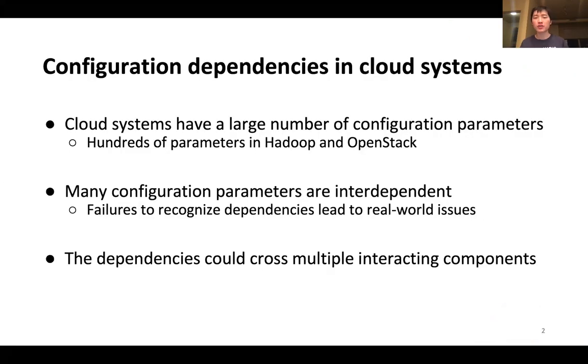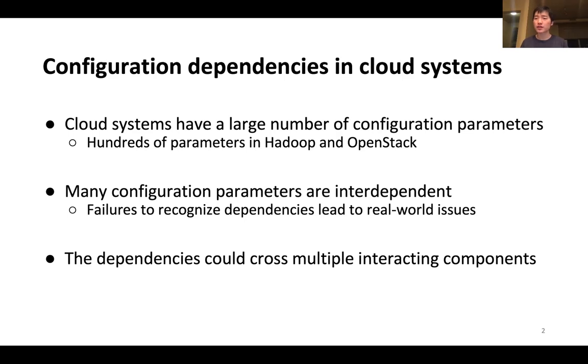Configuration management in cloud systems could be challenging. First, cloud systems could have a large number of configuration parameters. For example, there are hundreds of parameters in Hadoop and OpenStack. Second, many configuration parameters are interdependent, and failures to recognize those dependencies could lead to real-world issues. What's more, the dependencies could also span multiple interacting components, which makes management more challenging.